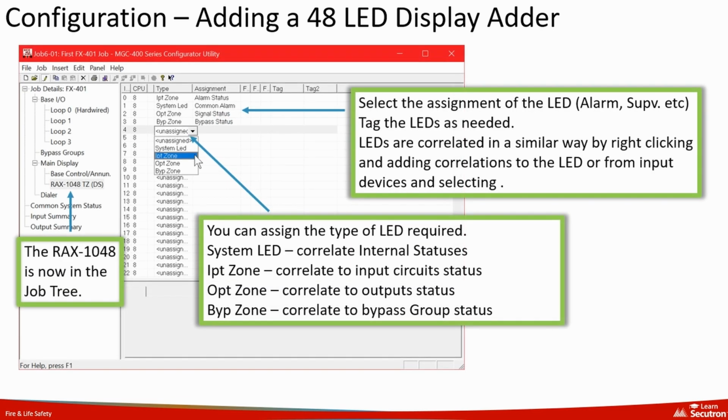When a RAX 1048 is integrated into the job, you can specify the type of LED required for different statuses, such as a system LED, input, output, and bypass. These correlate to internal statuses, input circuit statuses, output statuses, and bypass group statuses, respectively. For example, to assign an LED to input devices, select IPT zone and select the desired assignment like alarm, supervisory, and so on. Then, tag the LEDs as needed. Correlations are made to the LED by right-clicking and adding correlations to the LED circuit.